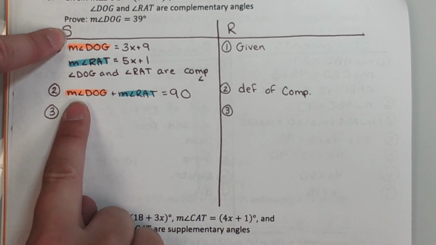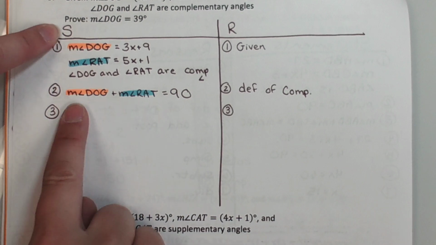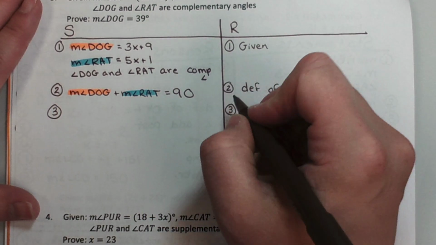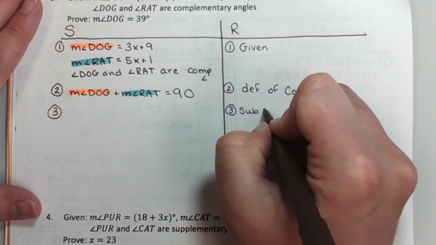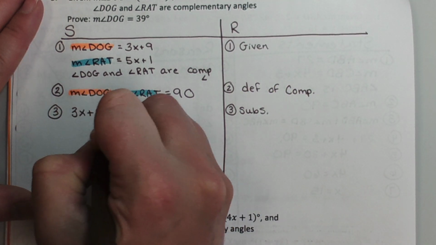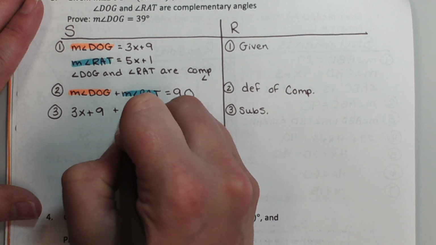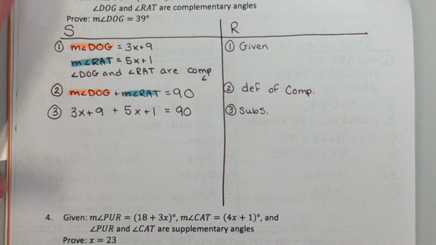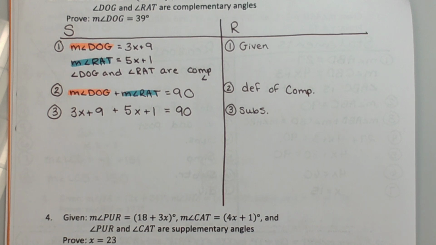Shows up in two places. Starts with an S. I can substitute. I can plug things in. 3x plus 9 plus 5x plus 1 equal to 90. I won't have to plug something into that last one because I already know it's 90. It is possible to do substitution where you only replace some of the things. You don't always have to replace all of it.